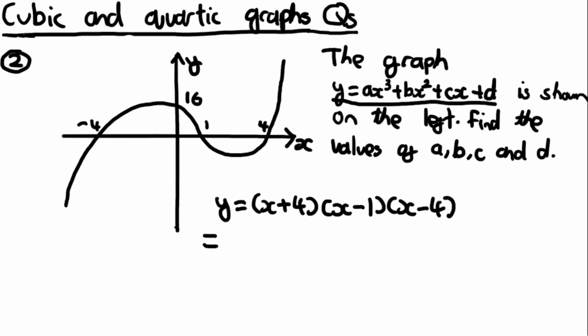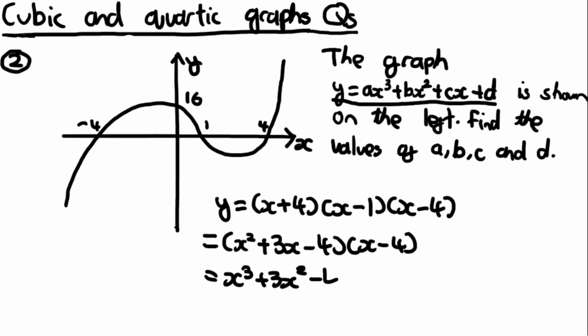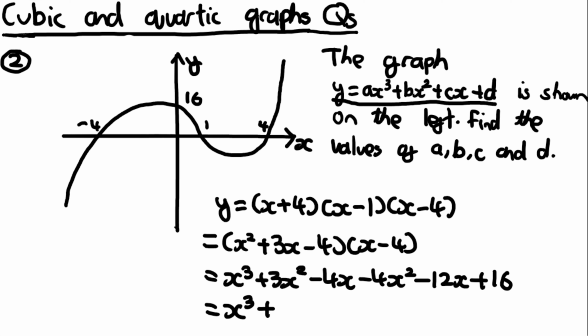And then we can expand it in order to get it into the form of the equation that it wants here. So if we expand this, let's expand x plus 4 and x minus 1 first. So we're going to get x squared plus 3x, because if we expand it longhand, it'll be plus 4x minus x, so plus 3x minus 4, and the other bracket is x minus 4, and then we times these two brackets together to get x cubed plus 3x squared minus 4x minus 4x squared minus 12x plus 16, which we can simplify to get x cubed minus x squared minus 16x plus 16.